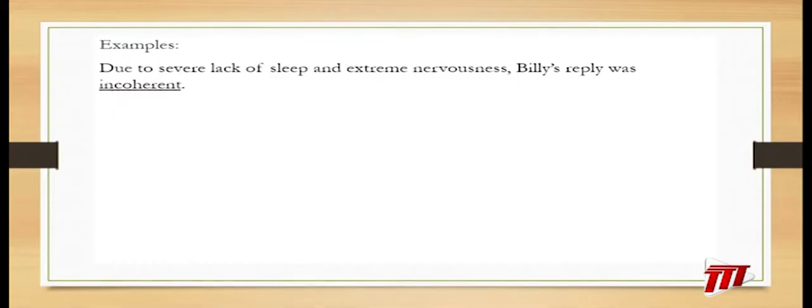Let's look at some examples. Due to severe lack of sleep and extreme nervousness, Billy's reply was incoherent.